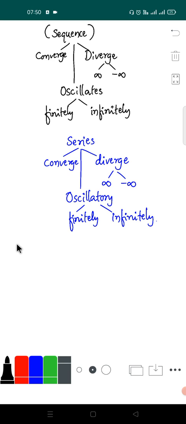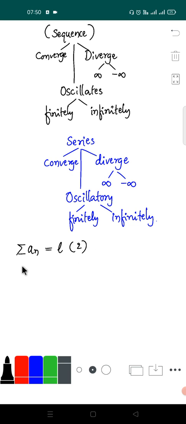A series which converges. That means if you say a series a_n converges, the sum of all the infinite number of terms goes to a finite number, let's say L. This L can be a finite number, for example 2. Then we say that it is convergent. Whether this number is positive or negative doesn't matter. So this series is convergent.